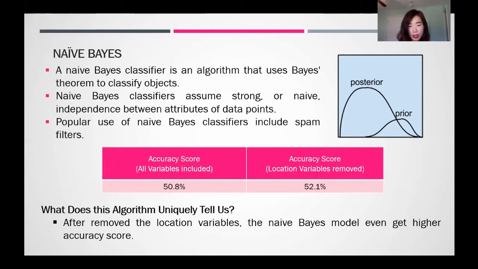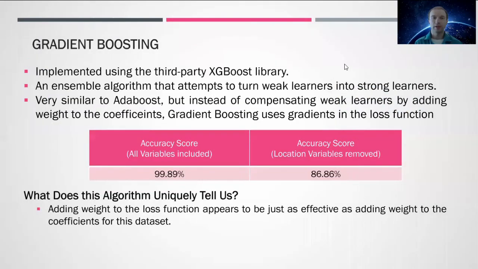This model indicates a strong independence between the attributes of our data points. Up next, we have gradient boosting, which is an ensemble algorithm that attempts to turn weak learners into strong learners.